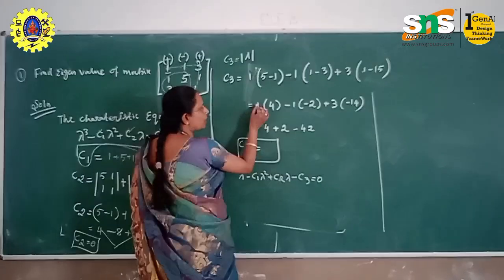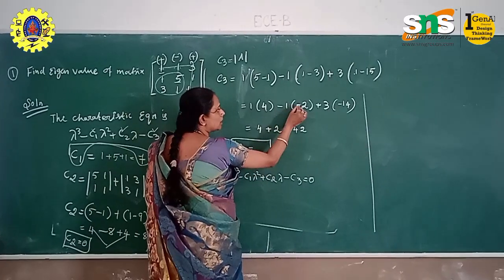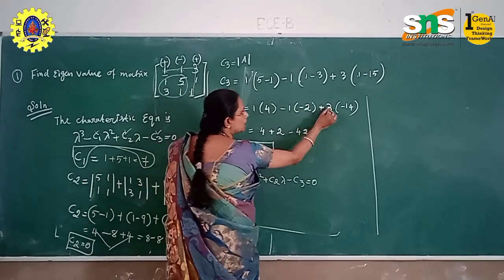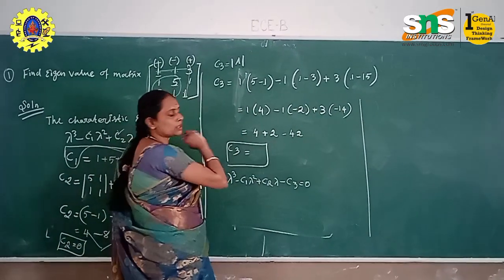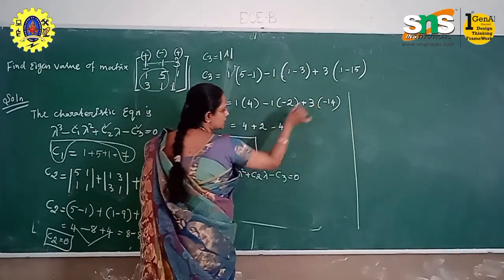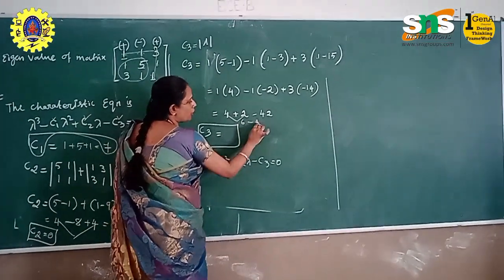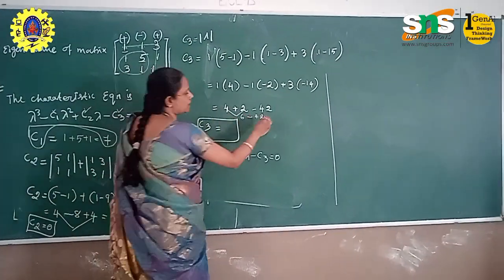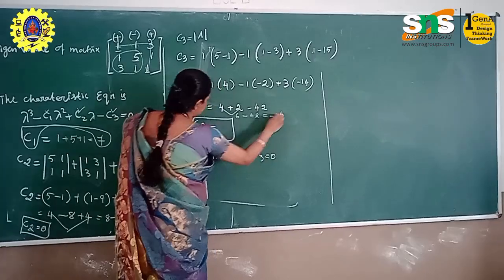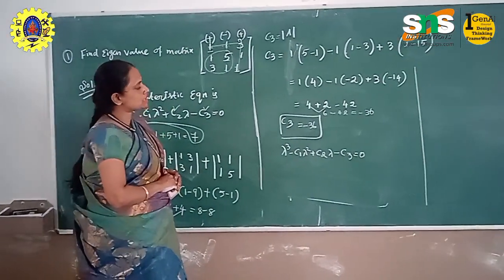Then we simplify: 1 into 4 is 4. Minus into minus is plus, so 1 into 2 is 2. And 3 into 14, what is 3 into 14? Yes, it is 42. Plus into minus is minus, so minus 42. Adding 4 plus 2 is 6, minus 42. What is the answer? Yes, it is minus 36. So c3 is minus 36, and now you know all the values of c1, c2, c3.